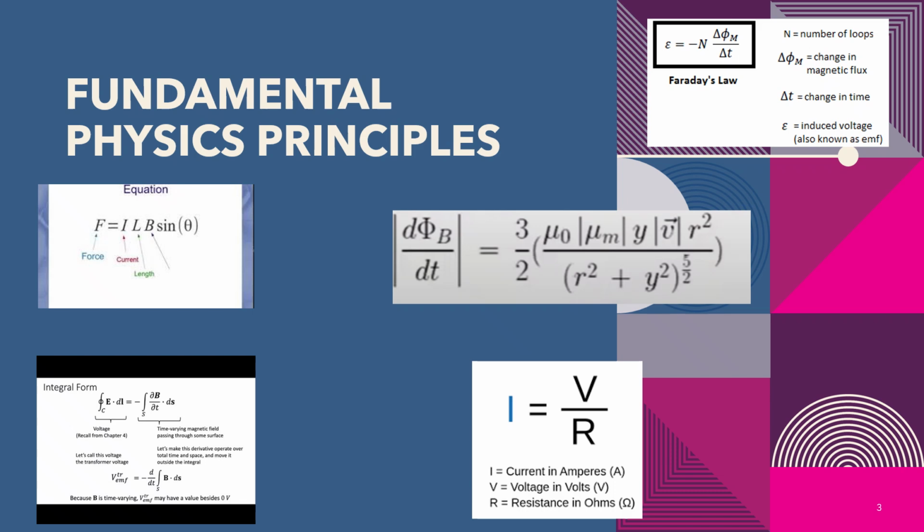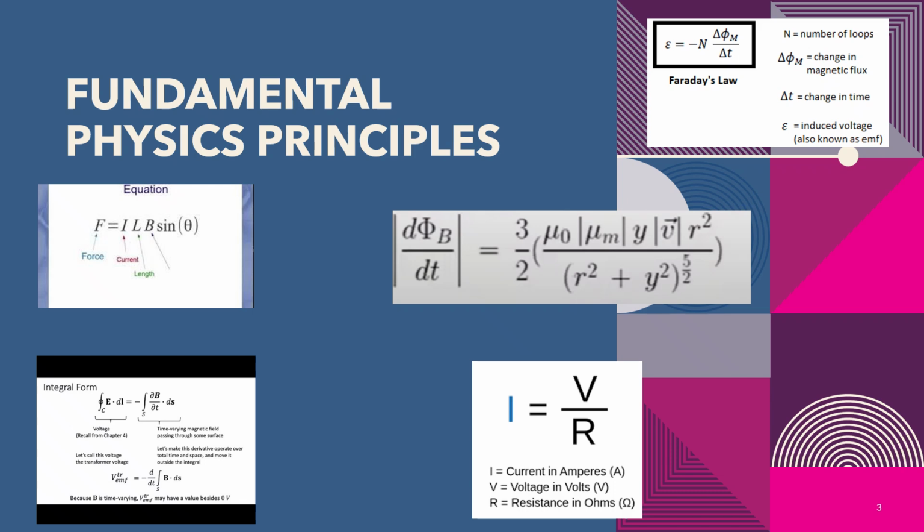As for the fundamental physics principles used, the first one is Faraday's law, as seen in the top right. This is used to calculate the EMF in each ring from changing magnetic flux as the magnet falls. Then the second equation, as seen in the bottom right, Ohm's law, is used to convert this EMF into current that will generate a magnetic field.